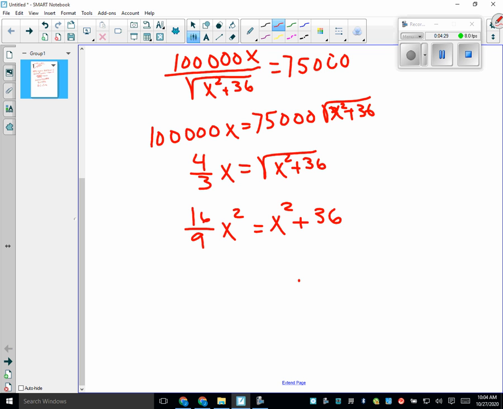All right. So can I get the x's on one side? 16/9 minus x squared minus 1x squared. 7/9 x squared equals 36. So x squared equals 36 times 9/7. What is x? Good. I got that.